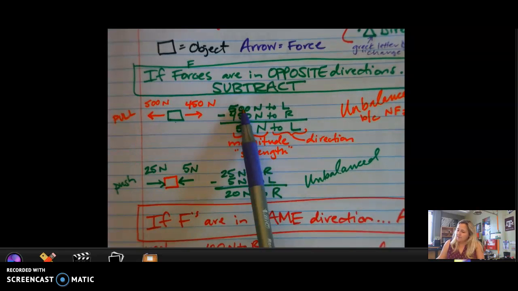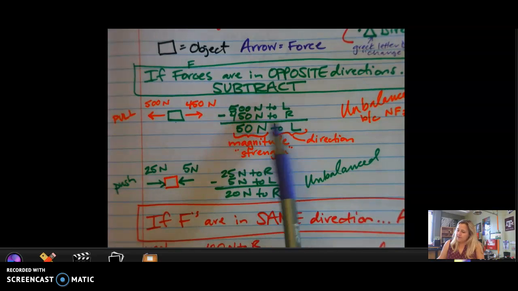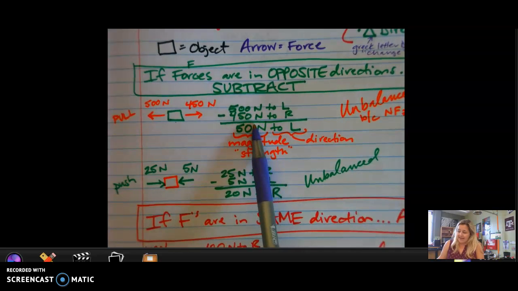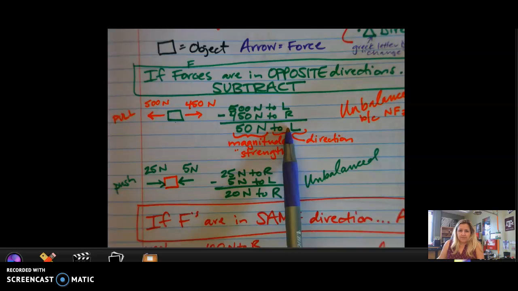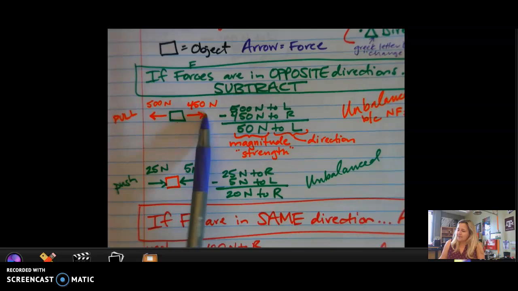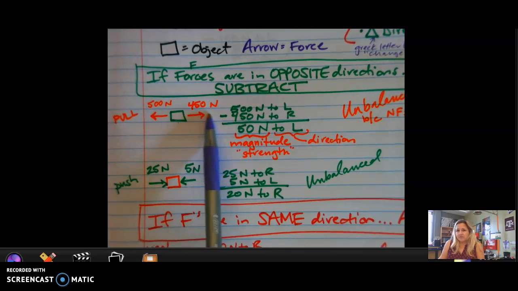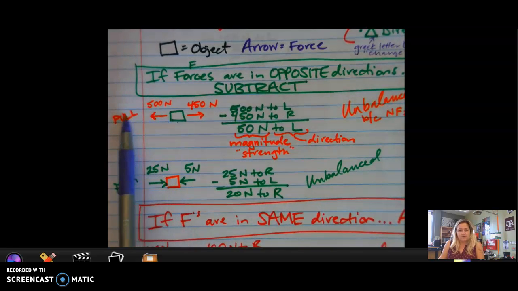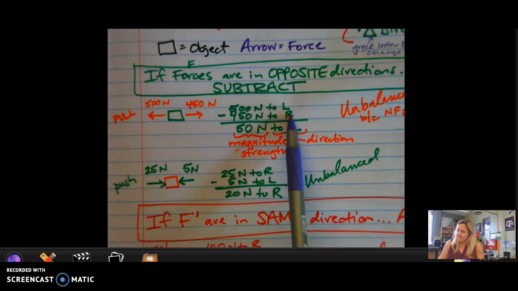So you set it up, put the bigger number on top, right? 500 minus 450, but notice what I've added. I have the unit, and I have which direction they're going. So sometimes people will look at the arrows and get a little confused. Look at what direction it's pointing. So the 450 is going to the right, and the 500 is going to the left. So you've written that here.